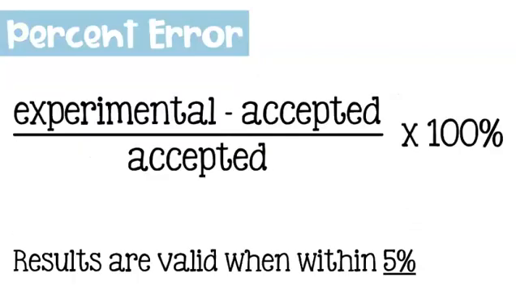Percent error is calculated by taking your experimental results, subtracting the accepted answer or your calculated results, and dividing by the accepted results, then multiplying by 100. Results are only valid when the percent error is under 5%.